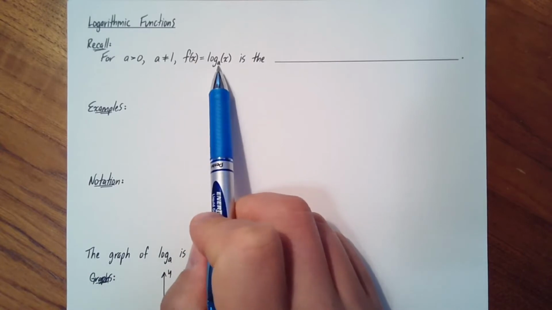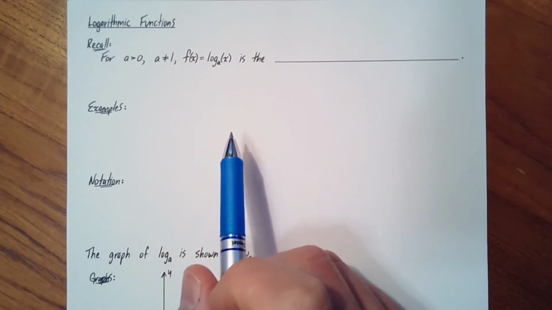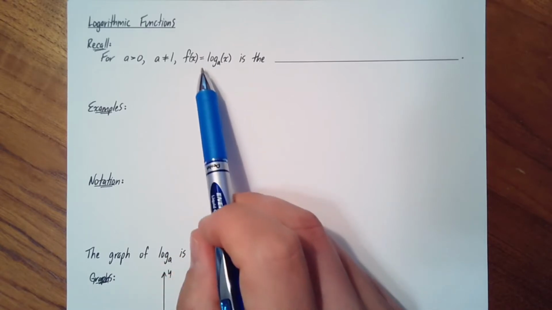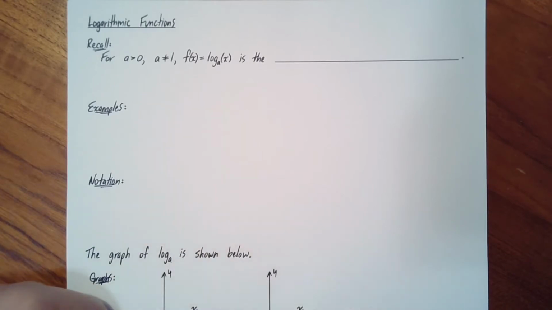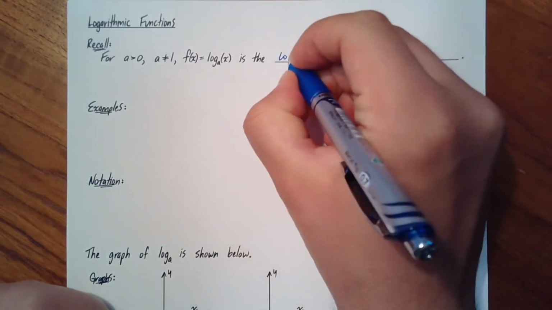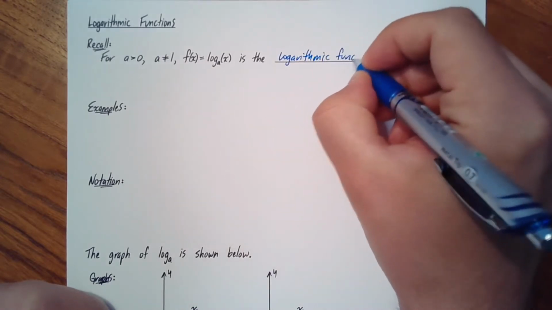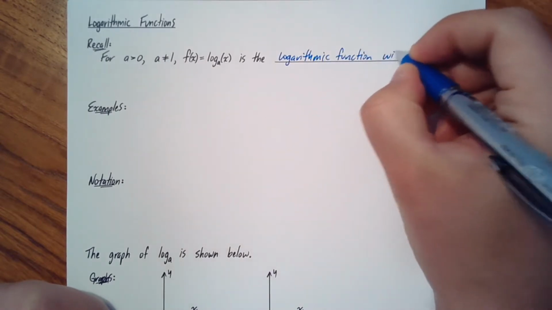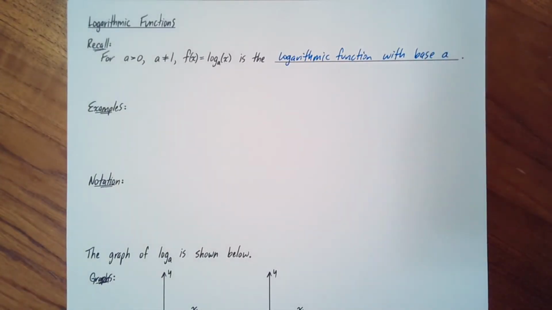So this log base a of x means we want to plug the number x into the logarithmic function of base a. Now, notice I haven't really told you what it means exactly or how to compute it. All I'm telling you at this point is what this function is called. So it's called the logarithmic function with base a. Okay, so let's start with the name.